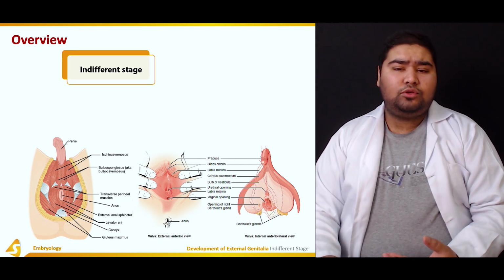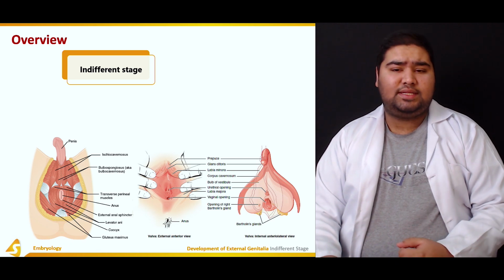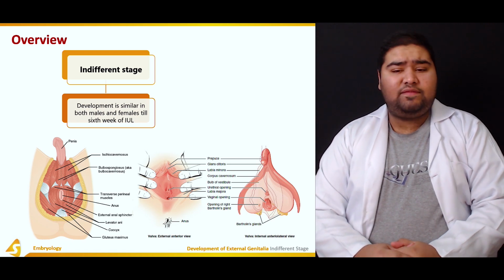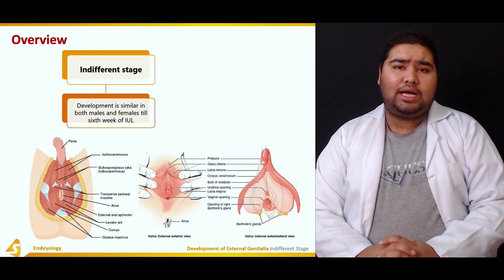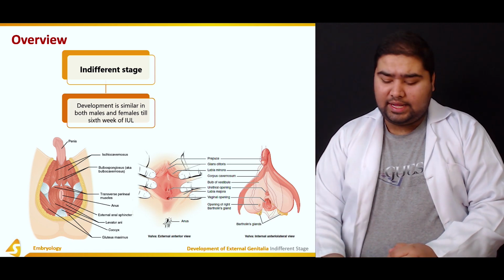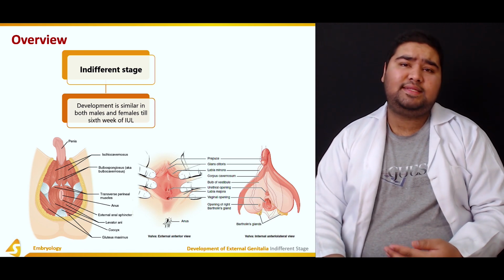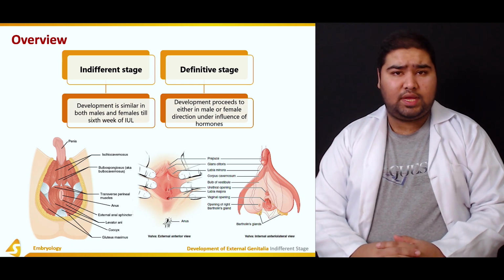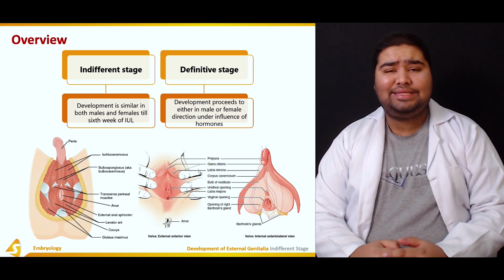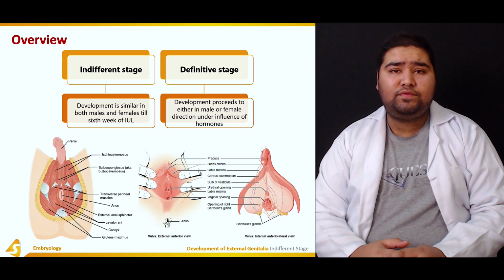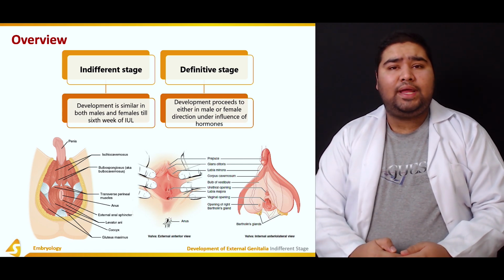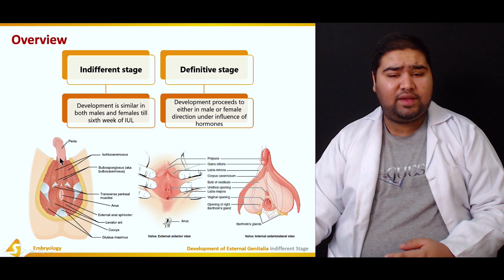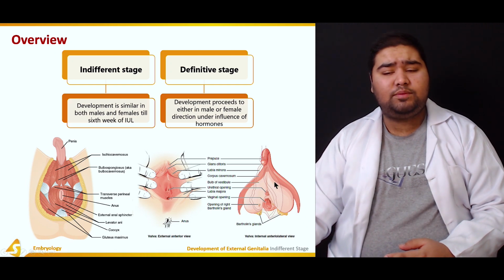So, a gonad goes through two stages, an indifferent stage and a differential stage. In an indifferent stage, the development of the gonad is similar in both the males and the females. And this stage is up till the 6th week of intrauterine life. So there's a definitive stage after the 6th week of intrauterine life. In the definitive stage, the development proceeds to either a male axis or a female axis, that is under the influence of certain hormones, under the influence of certain mediators. The indifferent gonad after 6th week of development may either develop into a male reproductive system, which is represented in the figure here, or a female reproductive system, which is represented in the figure here.